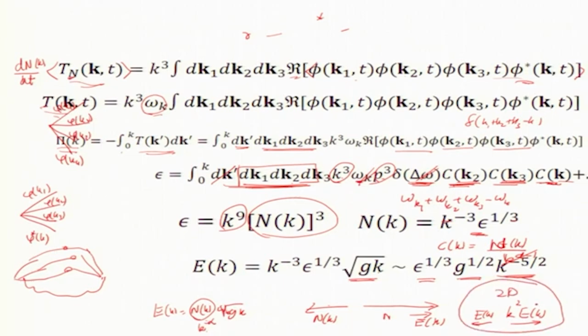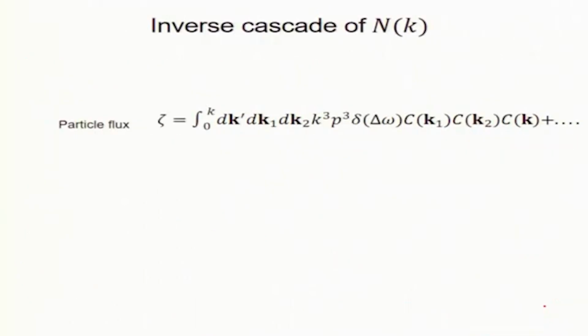So, similar motivation leads you to a conjecture that Nk has an inverse cascade. So, that is the inverse cascade of Nk, and we can derive it following the same set of logic. So, particle flux, I am going to assume particle flux to be constant, and then similar arguments, but here I am not multiplying by omega k.